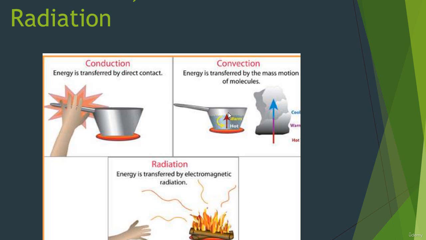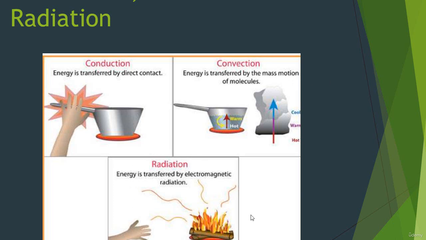Next mode of heat transfer is convection heat transfer. In this, energy is transferred by the mass motion of molecules. If we place warm water or a warm object in a space, then after some time the temperature of that warm water or hot body decreases, but the temperature of the surrounding air increases, because when the air flows over that body, the molecules of air absorb heat from that body or water. So this mode of heat transfer is convection heat transfer.